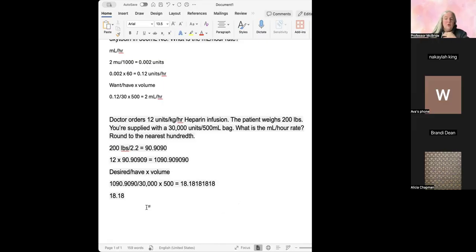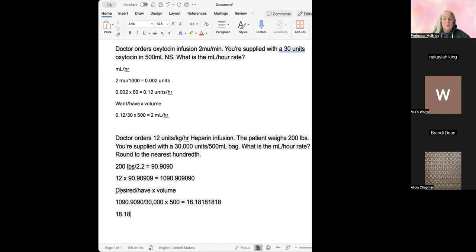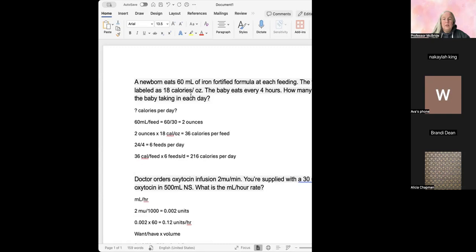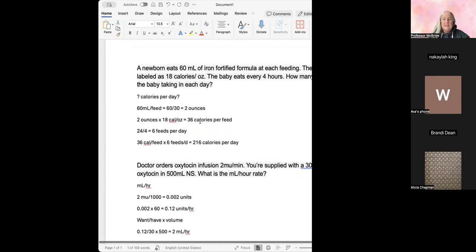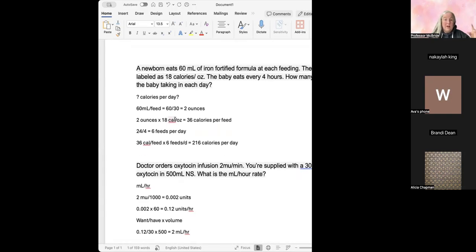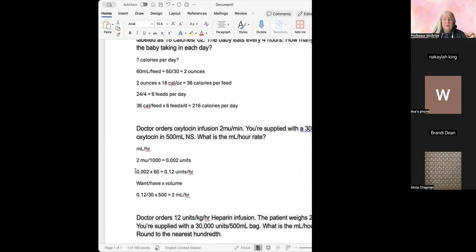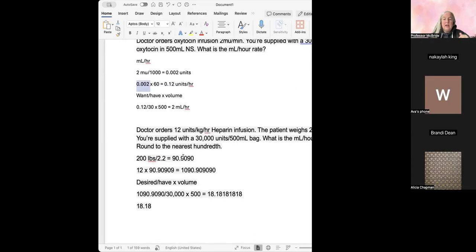Okay. So most problems you can, as long as you can get them to the point where you have to figure out what your dose is. So we need to figure out desired, and that's what we had to do up here with what the newborn's eating. We had to do our conversions to figure out what our dose was, and that's what we had to do here with our oxytocin. We had to get to a dose where everything matched, right? And that's what we did here with the heparin as well, as we had to get to a dose.